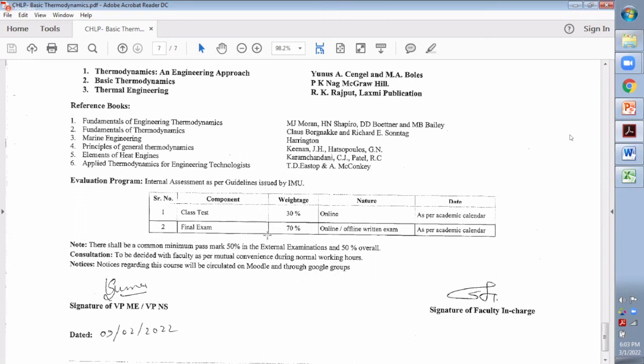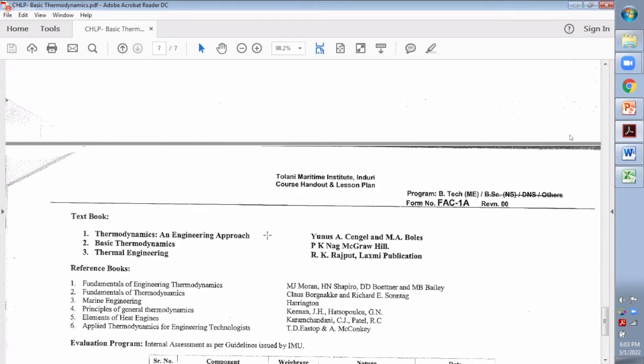Okay, so this is all about our course. The depth of the course is very good. You must be able to classify the different numericals in the different units.